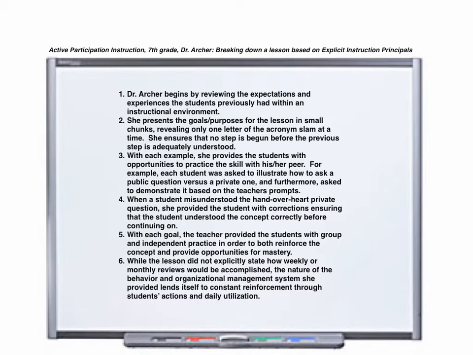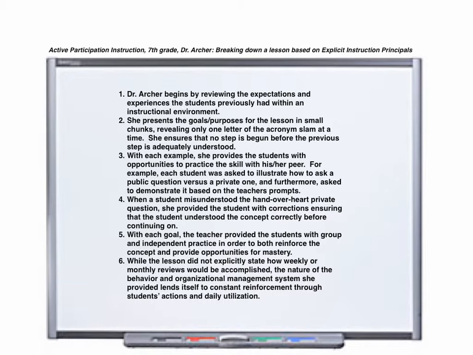The key was she explicitly informed the students what it was that they were hoping to accomplish today and how this would build upon one another for future instructional purposes. With each example, she provided the students with opportunities to practice the skills with his or her peer. Sometimes they would practice the skill with a friend, sometimes they would practice it independently, but either way, each student was asked to illustrate how to ask a public question versus a private one, and furthermore, asked to demonstrate it based on the teacher's prompts.